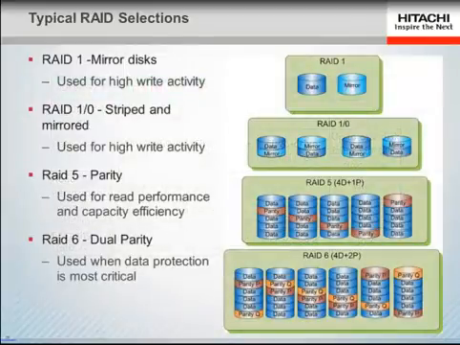RAID 1. RAID 1 is a simple mirror disk. You have a data disk and you have a mirror of that data disk. All writes will need to be committed to both disks. Reads can come off of either disk.